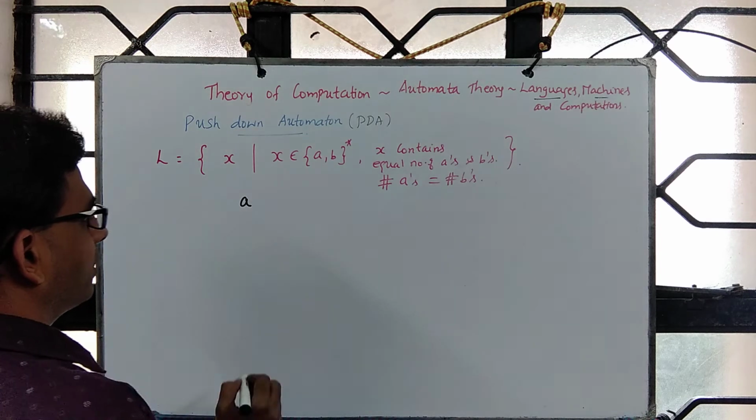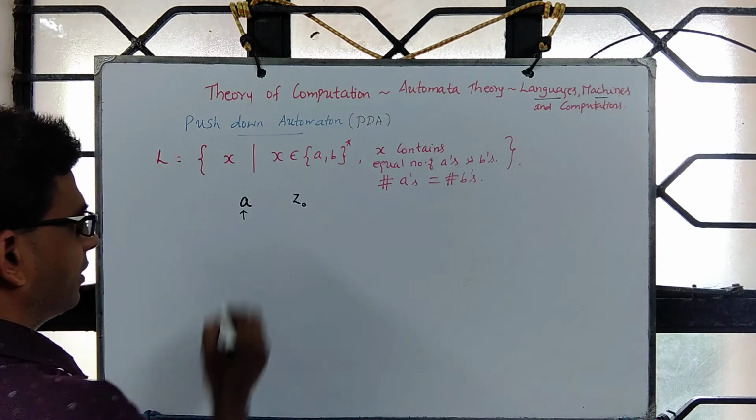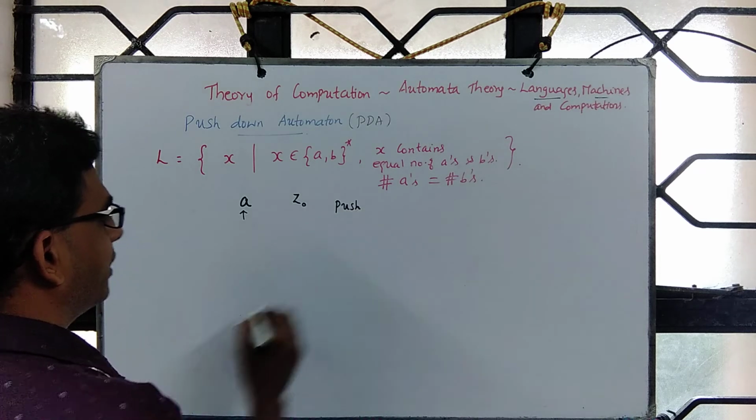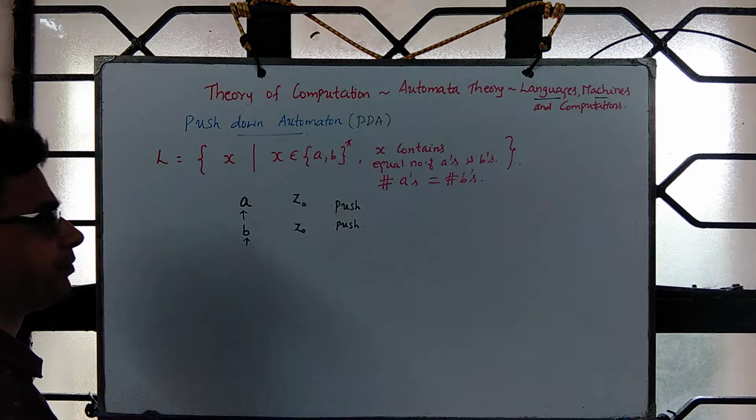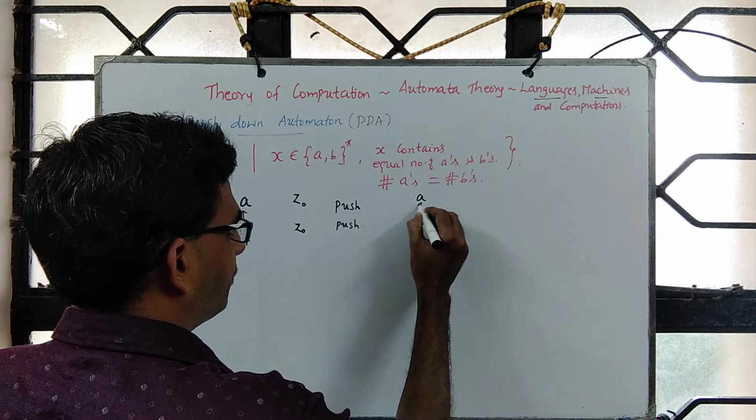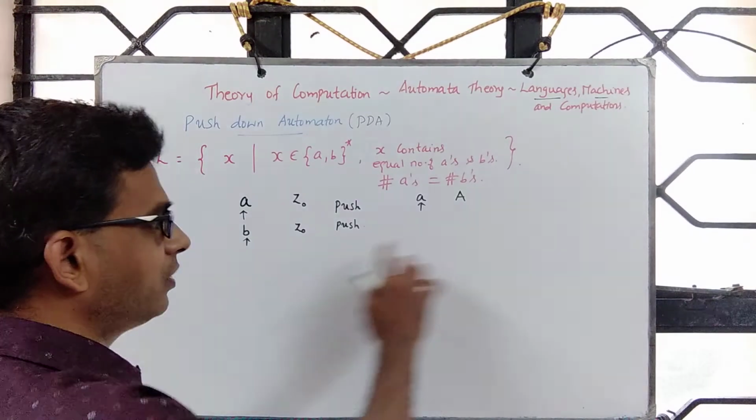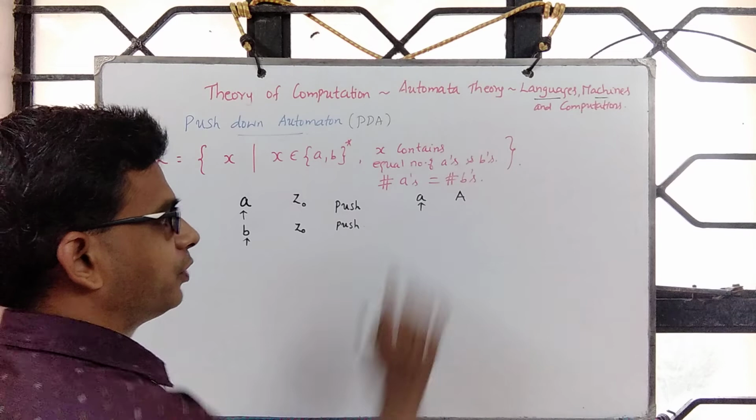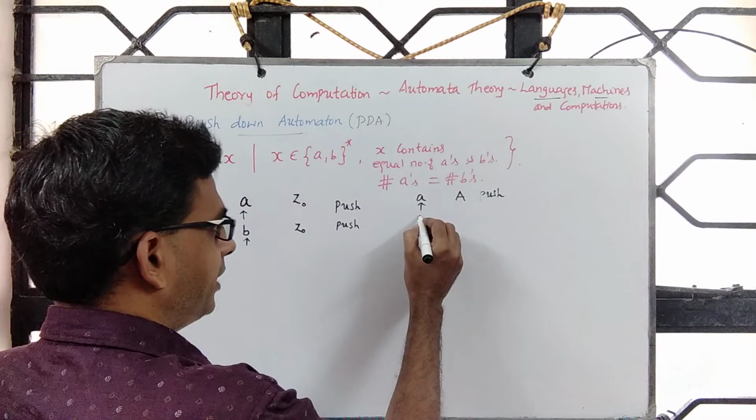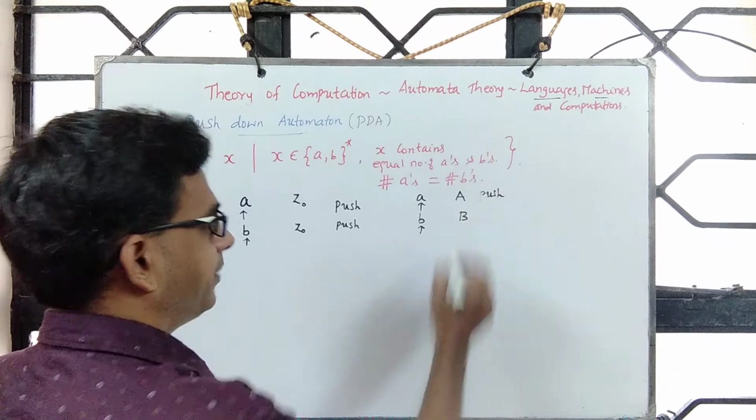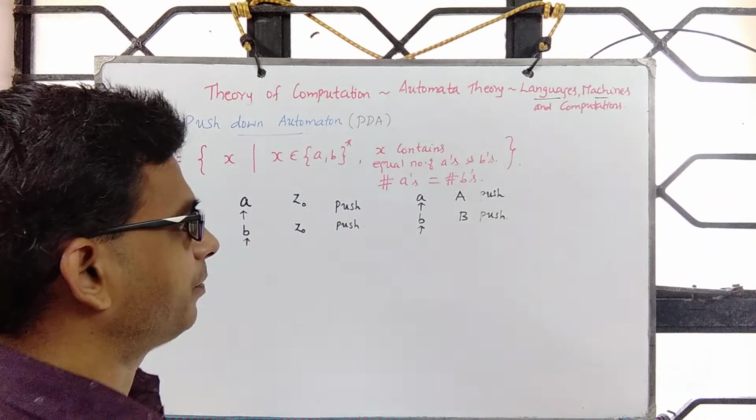So the idea is this: if the input symbol is A and the top of the stack is Z0, then we perform push. Similarly, if it is B and the top symbol is Z0, then also we perform push. Suppose the input symbol is A and the top symbol is capital A, which corresponds to small a. Somewhere before we have read a small a and pushed a capital A onto the stack. If this is the case, we continue to perform push. Similarly, if it is B and the top symbol is capital B, which means somewhere before we have read a small b, then we push. Then when do we go for a pop?